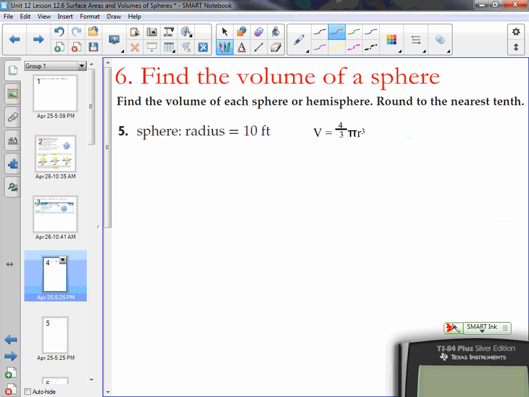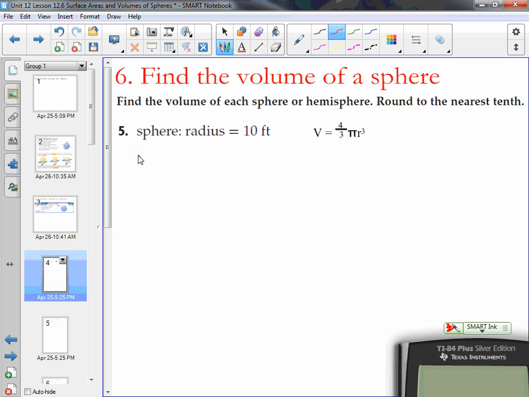Number 5. And since we're not doing surface area, we are skipping around a little bit here. Find the volume of each sphere or hemisphere. All right, this is the easy one. They just flat out tell us what the radius is.